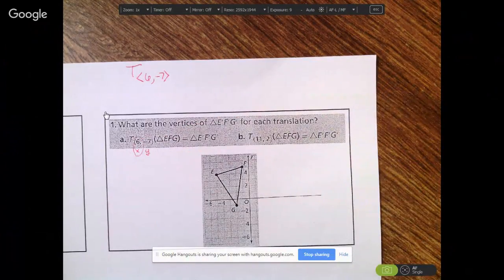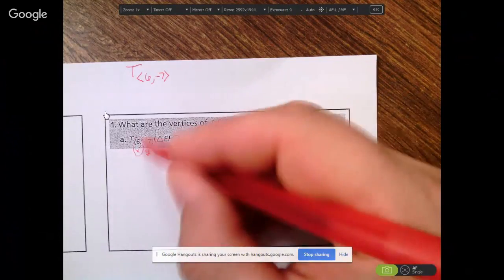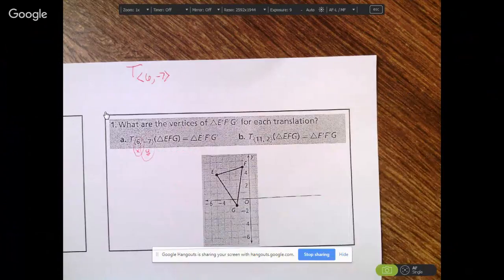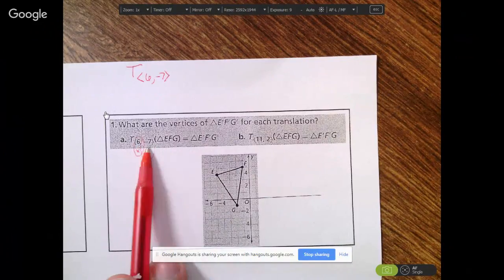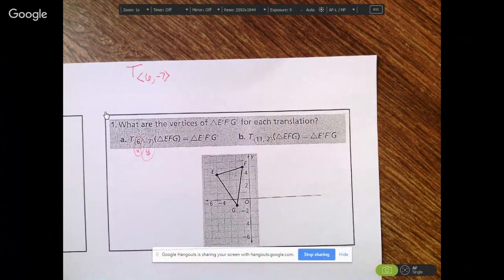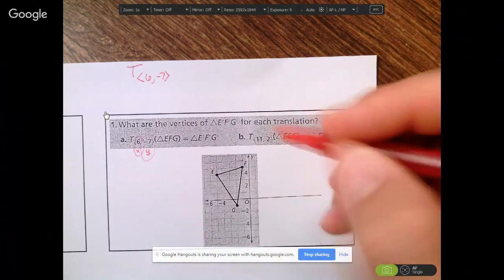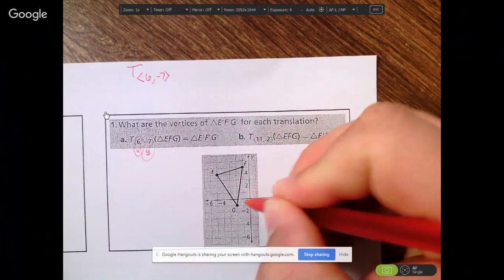Okay. No, move it over 6. Move it over 6. And this is telling me to do what to the Y? Move it over and move it down. Okay. Yes, so let's be careful. This is a positive, so we're adding 6. This is a negative, so we're going to subtract 7. So I think it might be in our best interest if we identify these points.